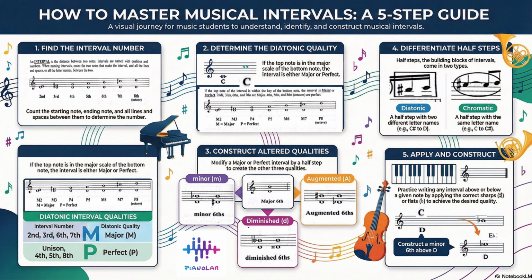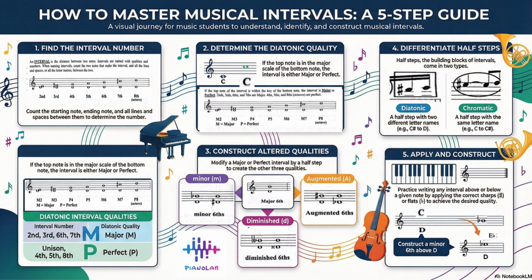Okay, so this brings us to the final step, the culmination. We've done the number, the 5 qualities, the 2 types of half steps. What does this all mean for the musician who just needs to write a specific interval correctly on the page? This is mastery. It requires a 3-part process that pulls together everything we've talked about. Let's try one. A tough one. Write a diminished seventh above the note E flat.